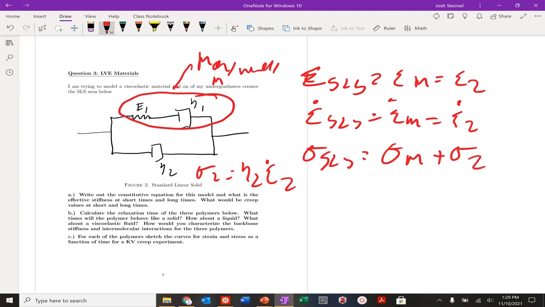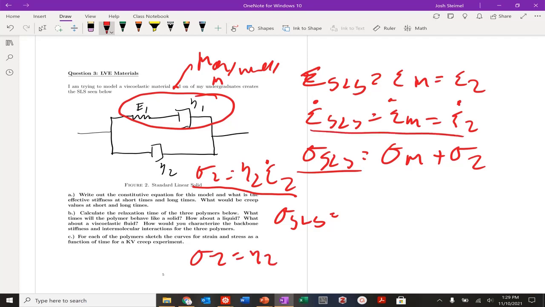So now we need to write a constitutive relationship. Let's start with this guy. This will stay, and I know the stress in the 2 arm, I've already got it here. I could rewrite this as eta 2, and then because this relationship holds here, I could rewrite this as epsilon dot SLS. So I could plug that in whenever I want for sigma 2, and I have everything written in terms of my standard linear solid model. Now, for the Maxwell, I need to start to rewrite the expression.